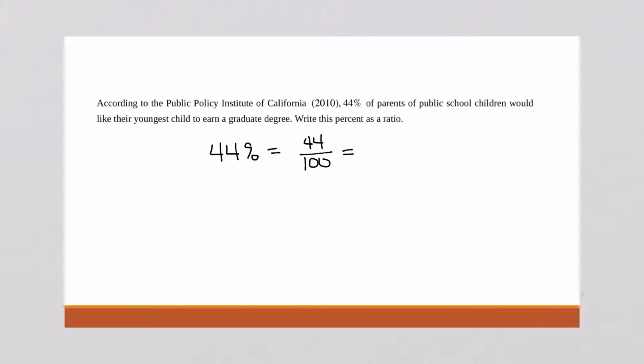Again, with this problem, I would be okay if you gave me 44 out of 100, but I really want you to get in the habit of reducing all fractions. So 44 out of 100 is the same as, they both have a factor of 4, 11 out of 25. Because this problem wasn't explicit about how they wanted the answer written, 44 out of 100 would be fine, but I want you to get in the habit of reducing fractions every time.